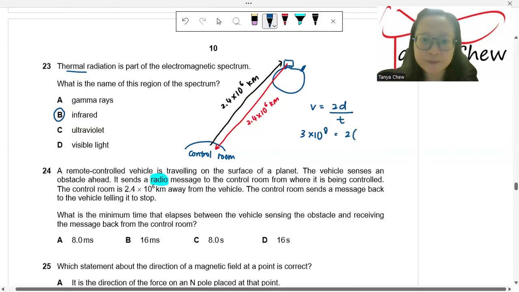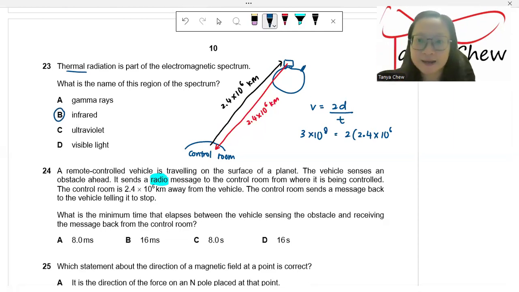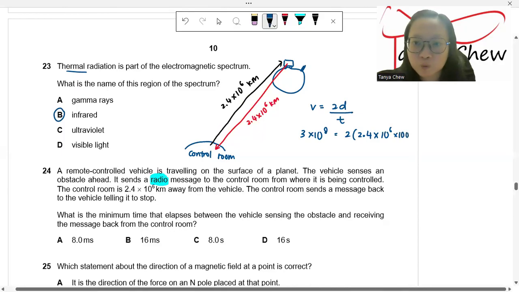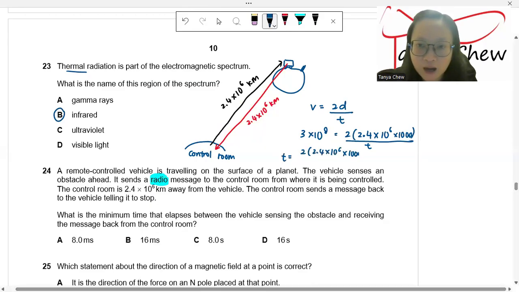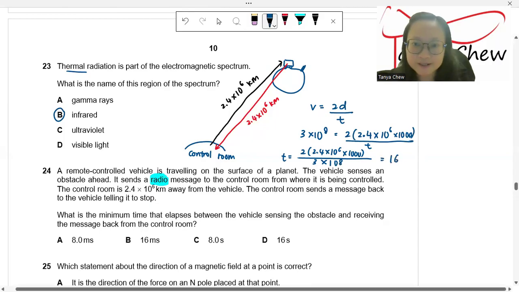2 times the distance, that means 2 times 2.4 times 10 to the power of 6 kilometers. You have to change kilometer to meter because the speed of light is meter per second, so you have to times 1000, divided by time. Time taken would be equal to 2 times 2.4 times 10 to the power 6 times 1000 divided by 3 times 10 to the power of 8. So the time is 16 seconds. D is the answer.